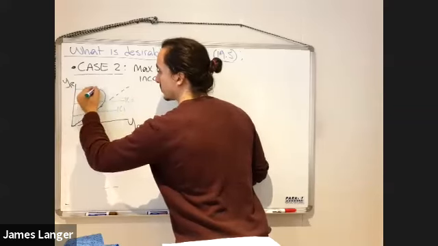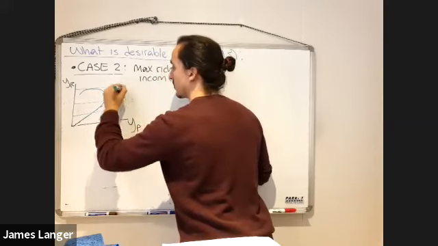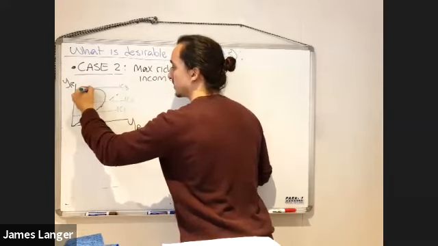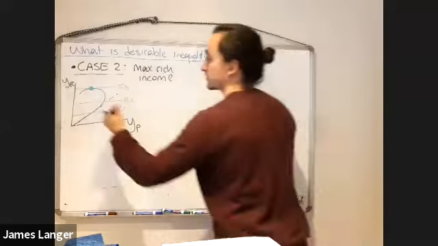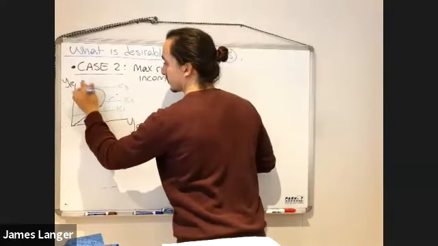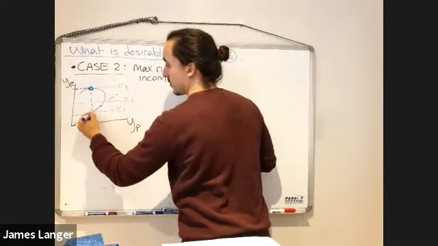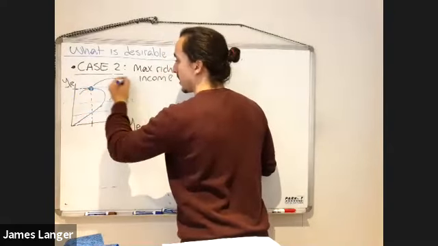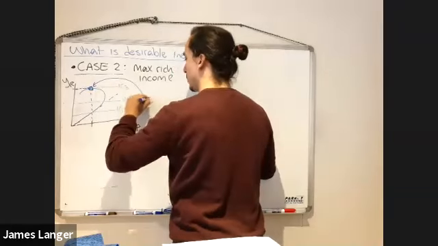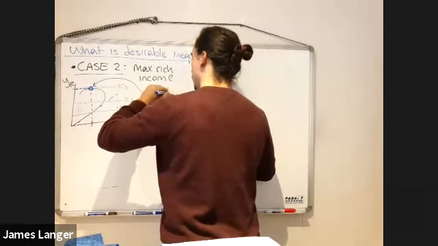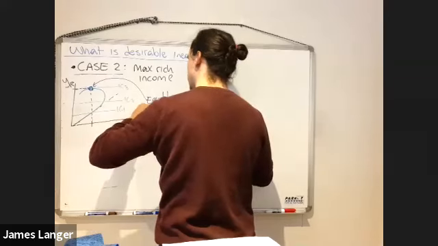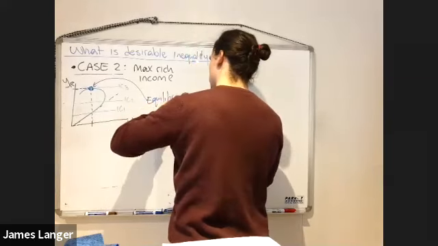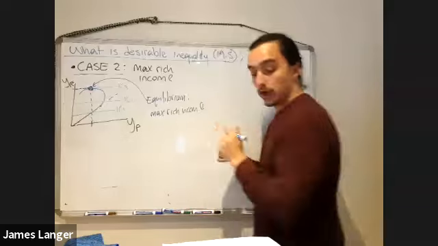And we are going to maximize utility at this point. So that is going to be my equilibrium. Equilibrium, right? Maximum rich income. Okay?